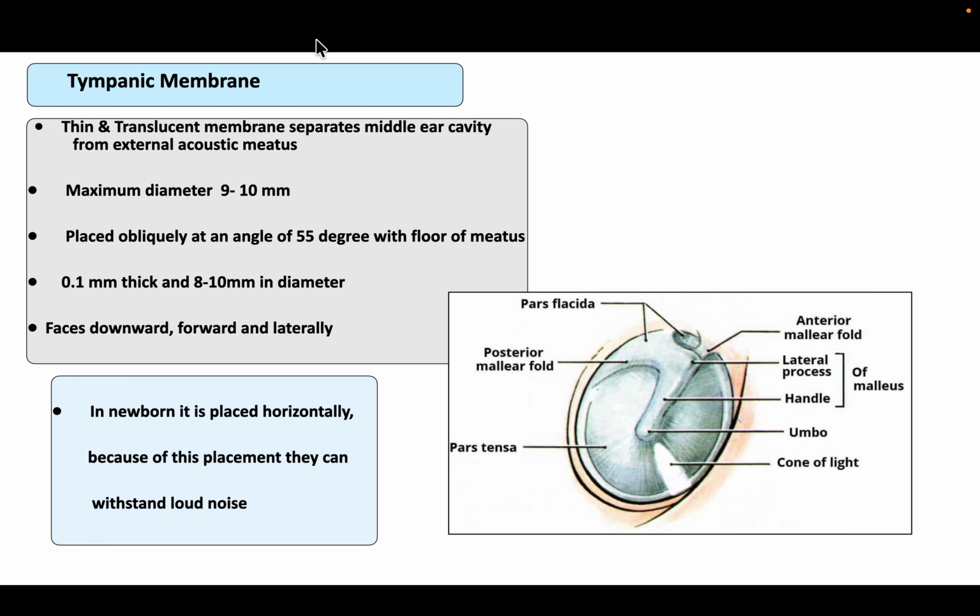So coming to the introduction part, this membrane is a thin translucent membrane that separates the middle ear cavity from the external acoustic meatus. The maximum diameter is around 9 to 10 millimeter. It is placed obliquely at an angle of 55 degree with the floor of the meatus. This membrane is 0.1 millimeter thick and 8 to 10 millimeter in diameter. It is facing downward, forward and laterally. In newborn it is placed horizontally. Because of this horizontal placement, they can withstand loud noise.